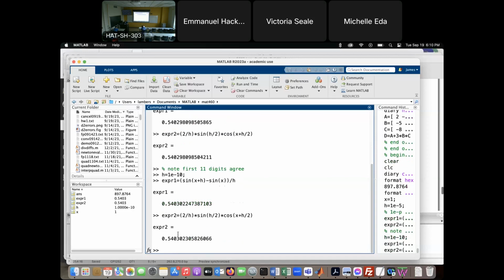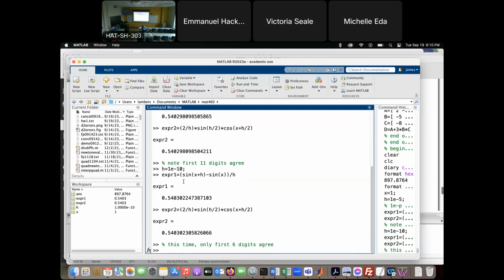In this case, 1, 2, 3, 4, 5, 6, only the first 6 decimal places agree. Because with h being smaller, this subtraction is even more prone to catastrophic cancellation. We've given away a lot of precision.